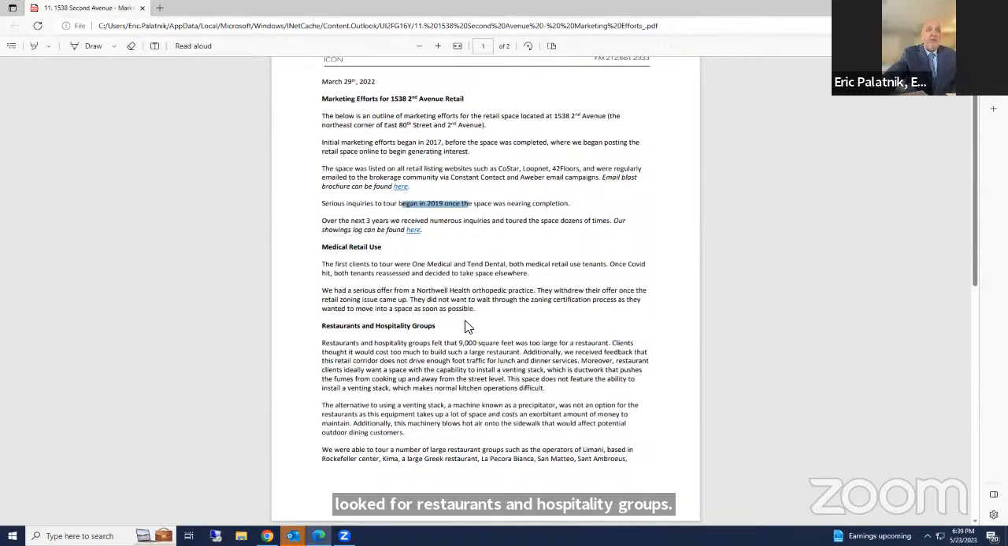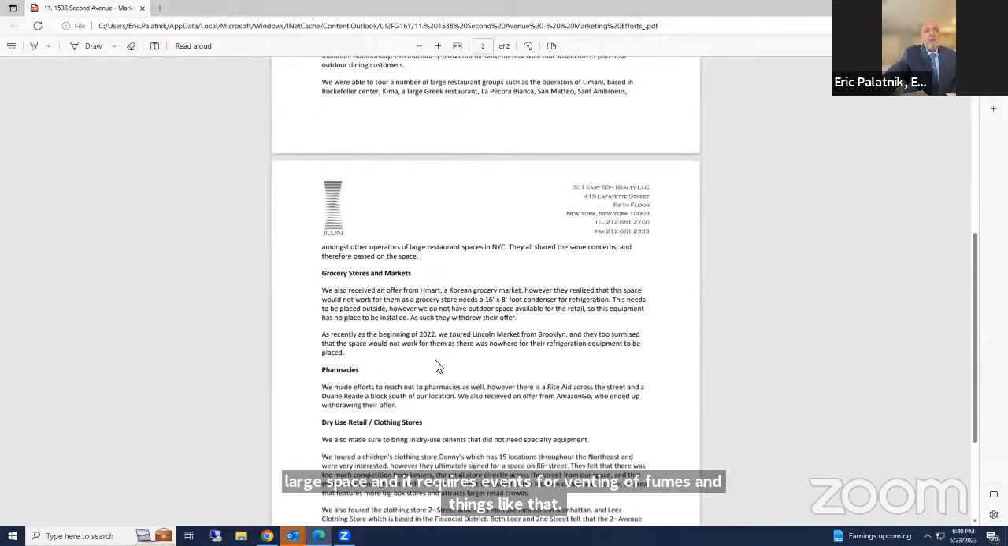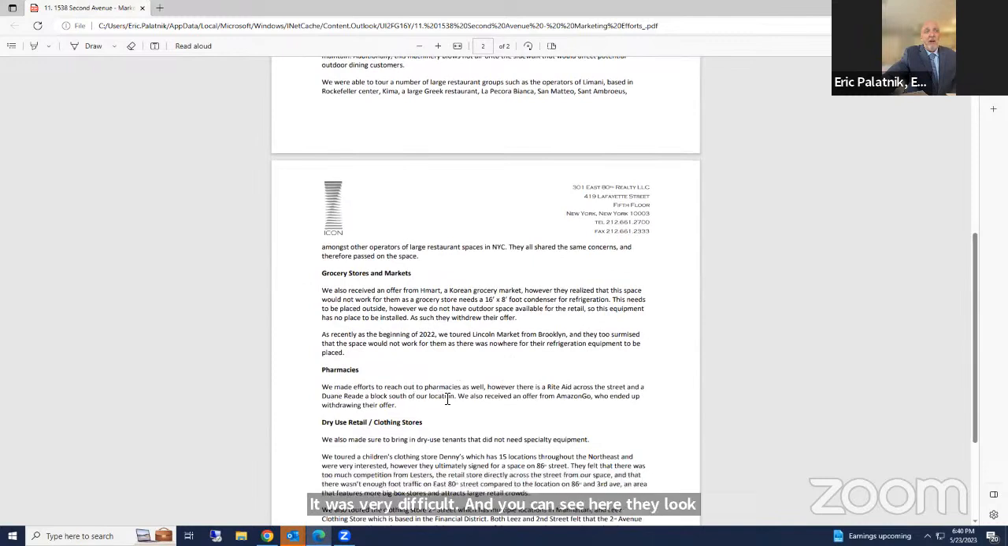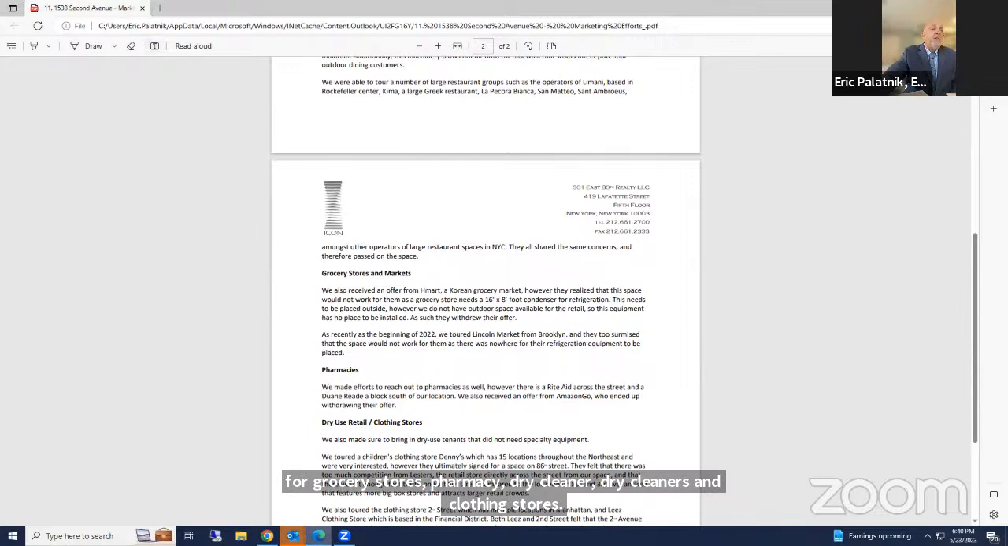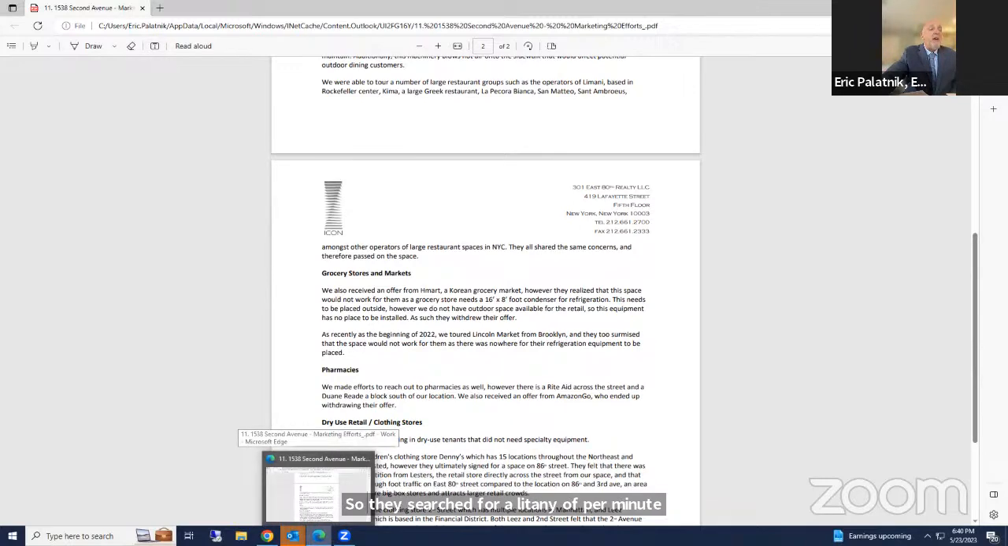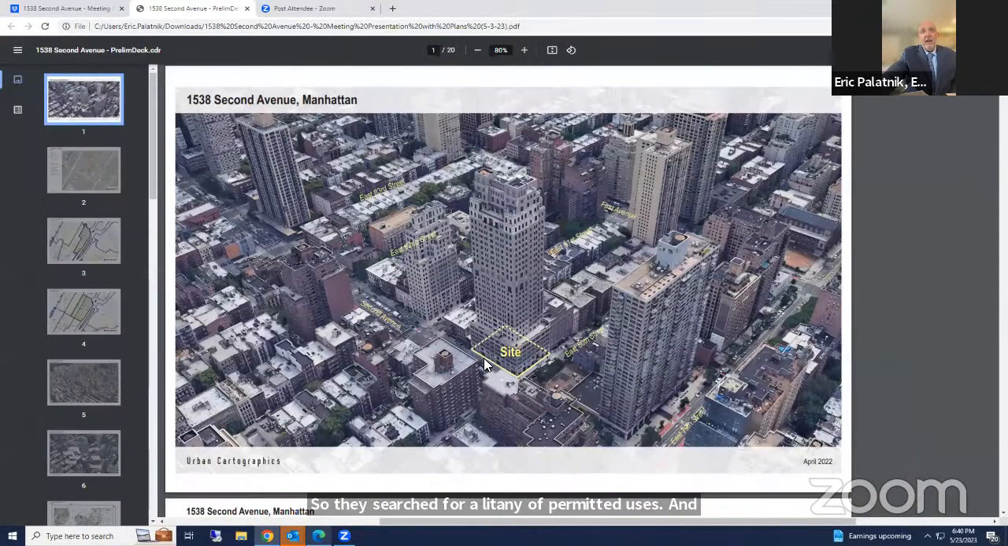The big problem with restaurants is that it's a very large space, and it requires vents for the venting of fumes and things like that. It was very difficult. And you can see here they looked for grocery stores, pharmacy, dry cleaners, and clothing stores. So they searched for a litany of permitted uses, and unfortunately, they weren't able to find any.